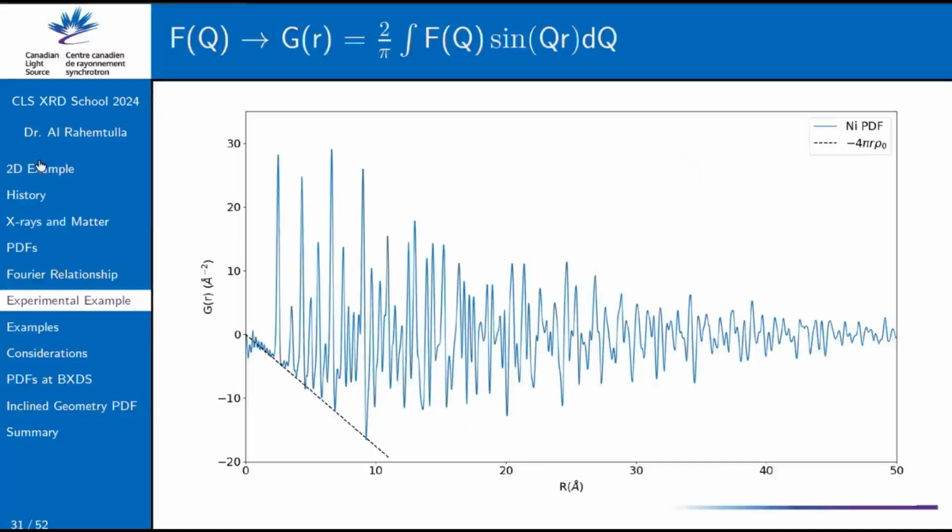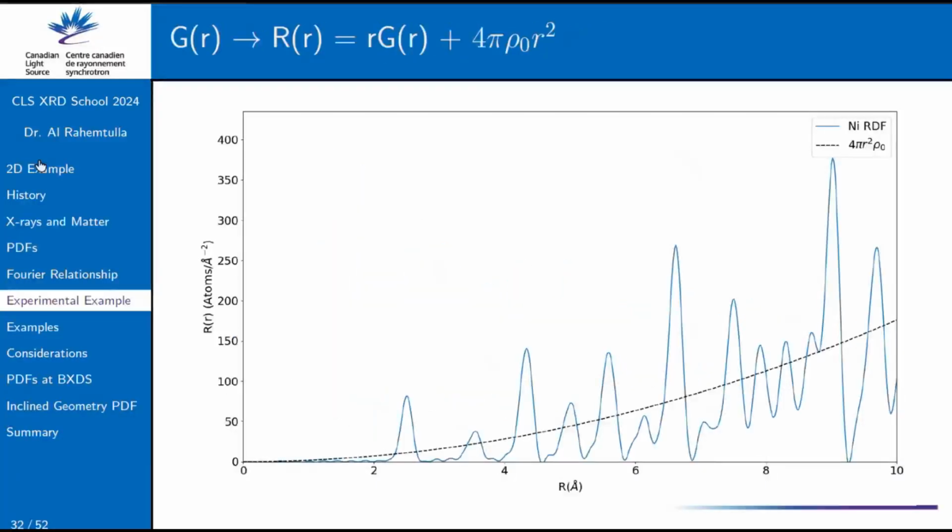But one thing I want to point out is that this negative slope over here actually has some information to it. It's going to be related to the number density of your material. So you can rescale by this factor based on the slope, and you can convert it into a radial distribution function. And we see we get it. At least over here, we go back to that nice histogram that follows that same pattern that we saw in the very beginning.